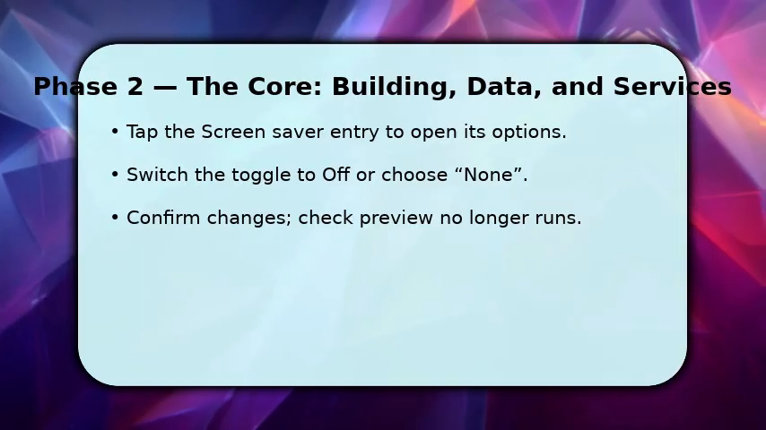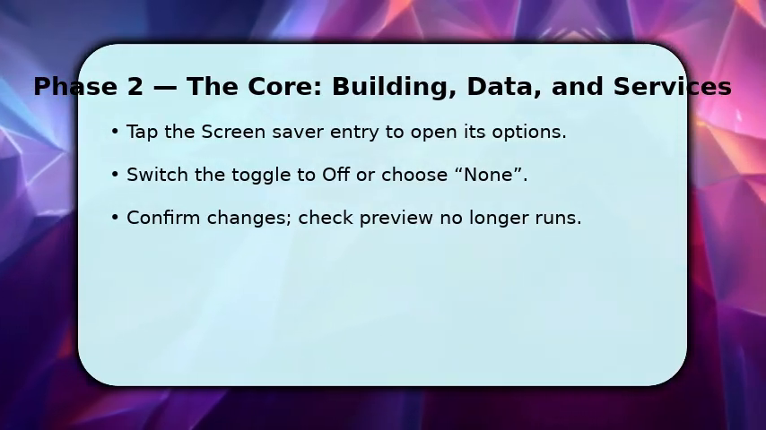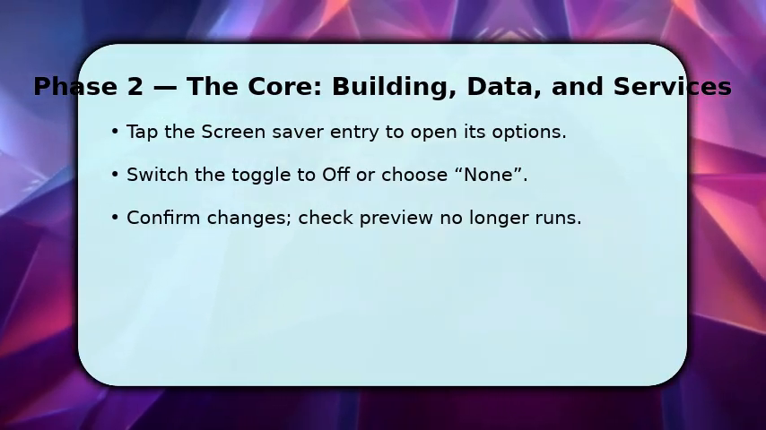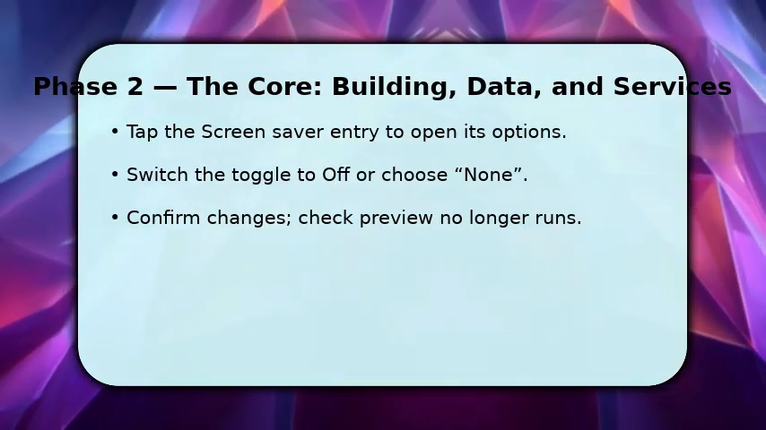Once done, watch the preview area. It should be blank. If an app is controlling the Screensaver, tap the app name and select None or Disable. This removes the active Screensaver and prevents it from launching automatically.